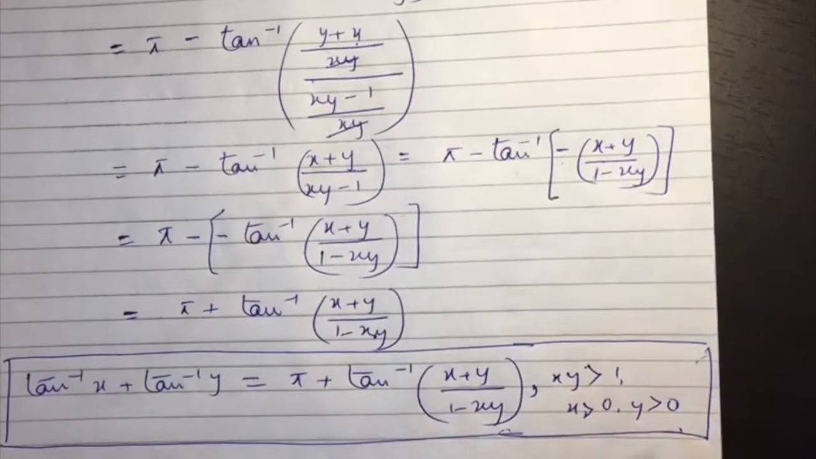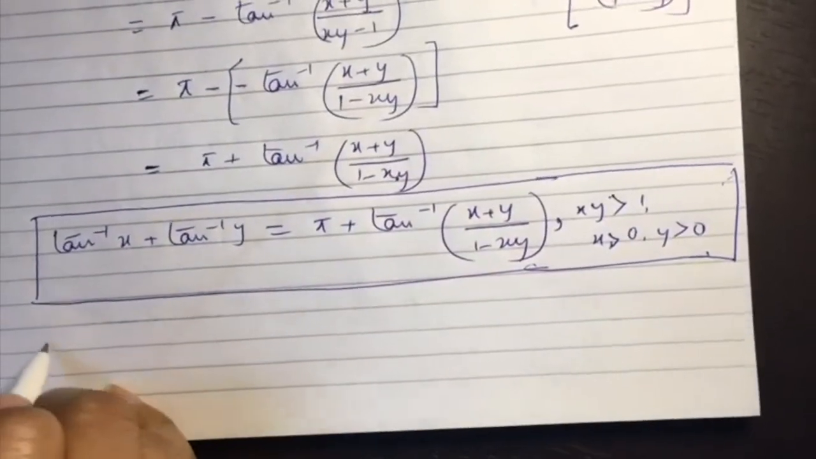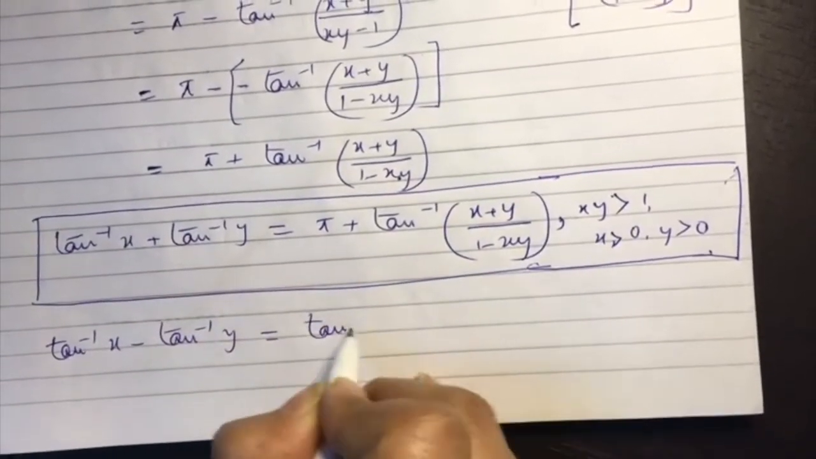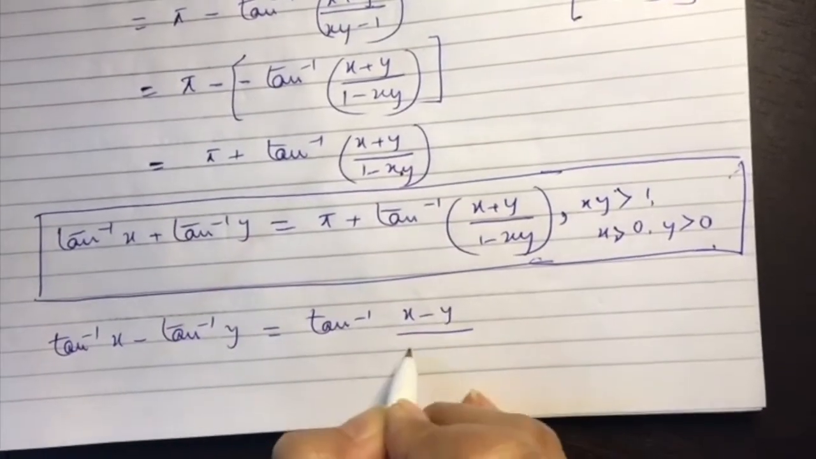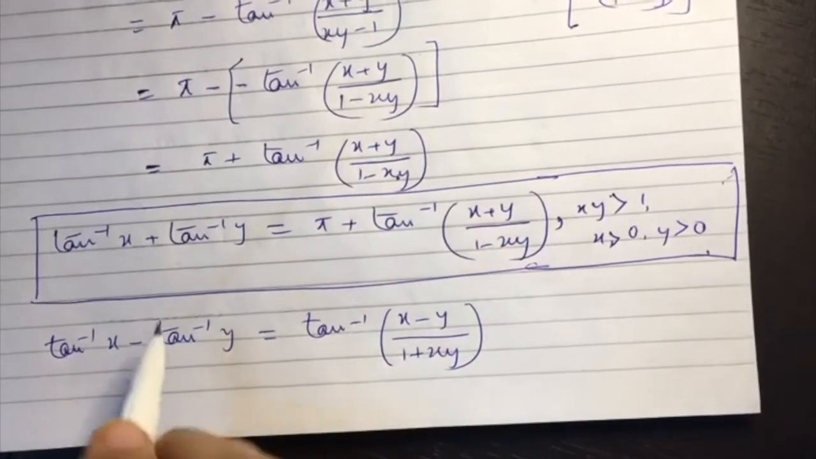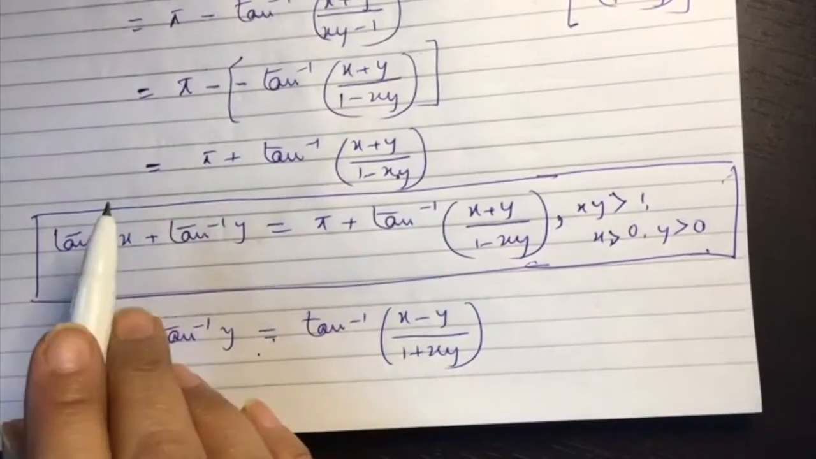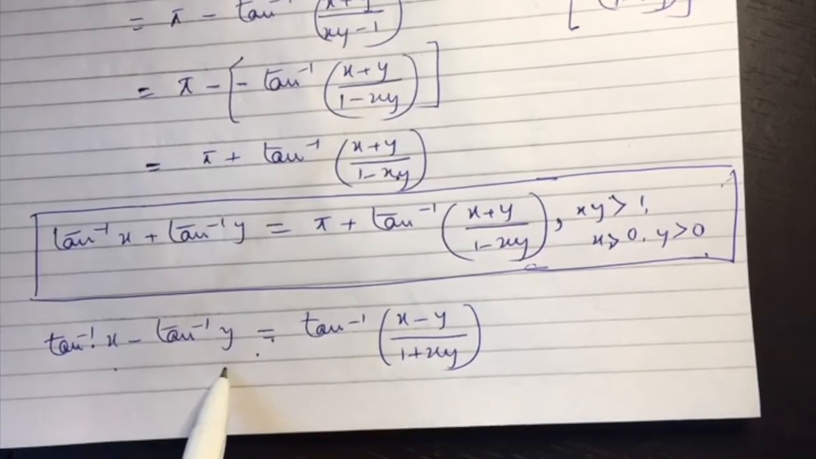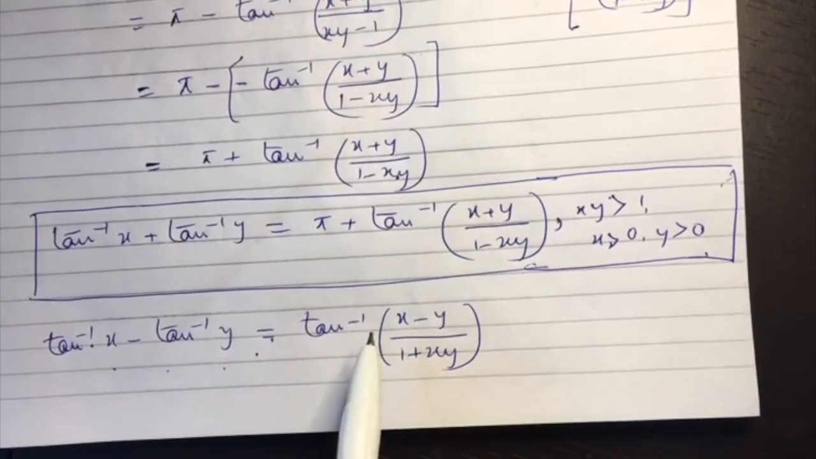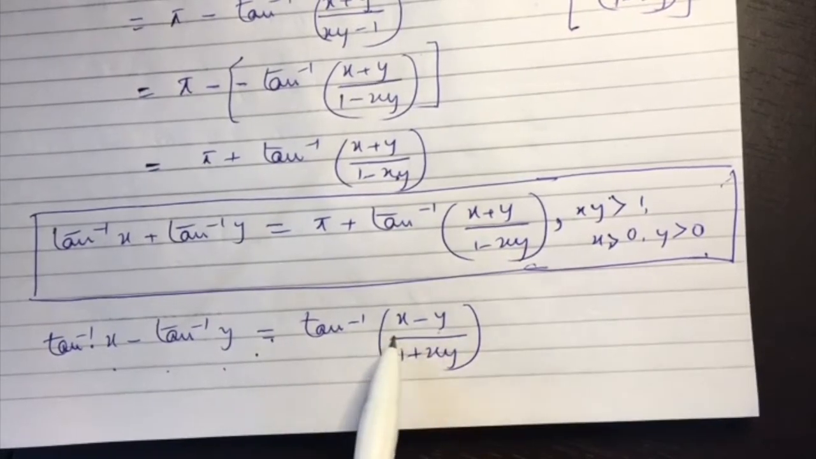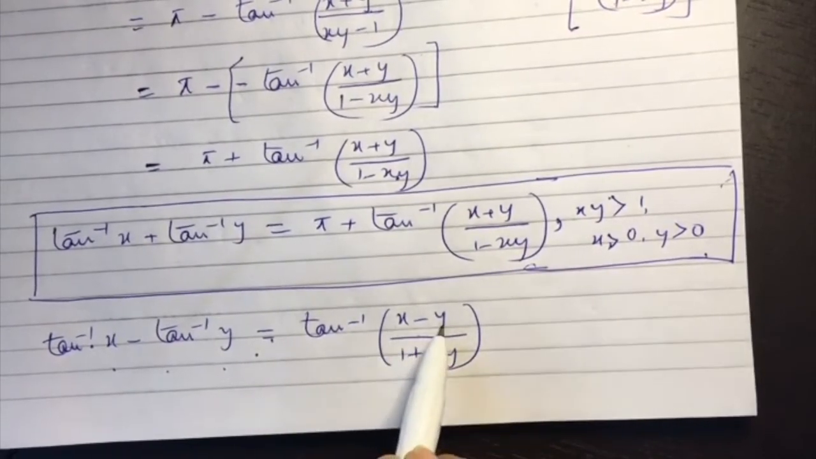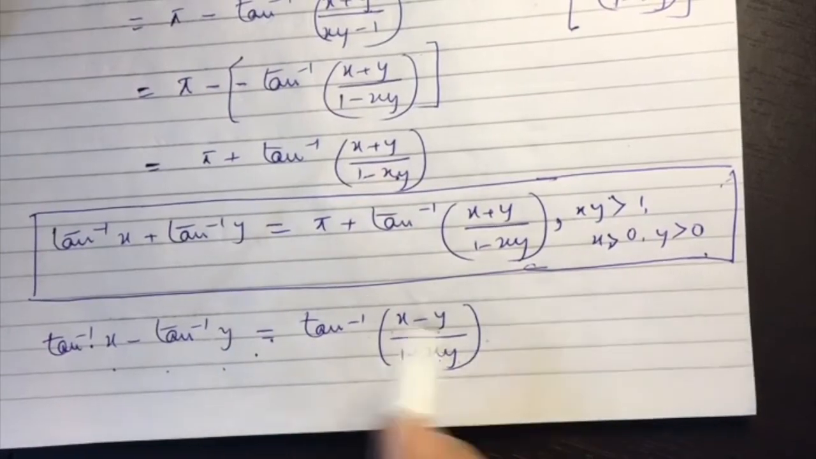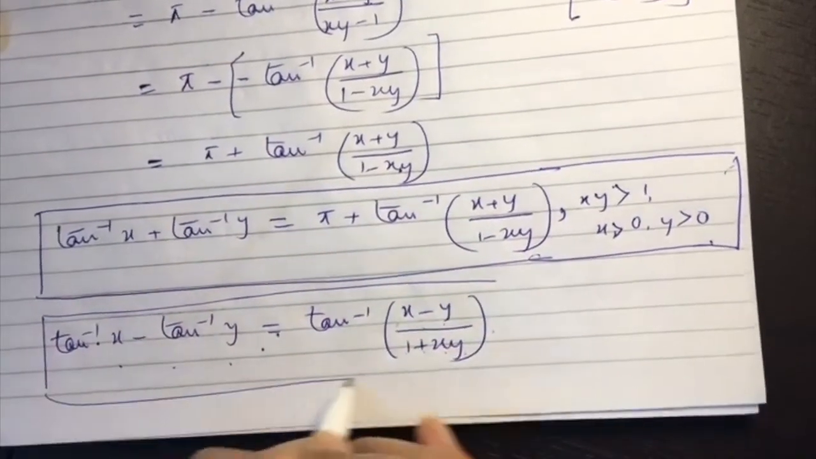Similarly, we can do the next result, and it can be easily proved that tan inverse x minus tan inverse y can be written as tan inverse of (x minus y) over (1 plus xy). We proceed exactly in the same way as we proceeded earlier. We will assume tan inverse x to be theta, tan inverse y to be phi, and then use the result for tan of theta minus phi. So, tan of theta minus phi would be (tan theta minus tan phi) over (1 plus tan theta tan phi). Replacing and substituting the values, we get this result. So, this is the next set of results. Thank you.